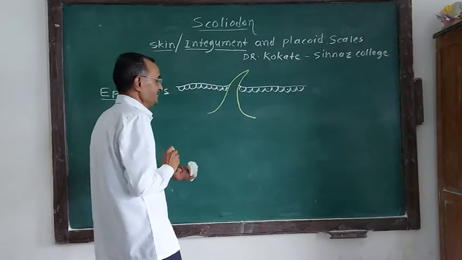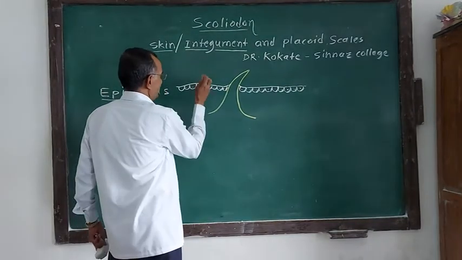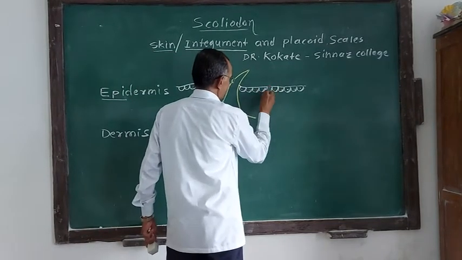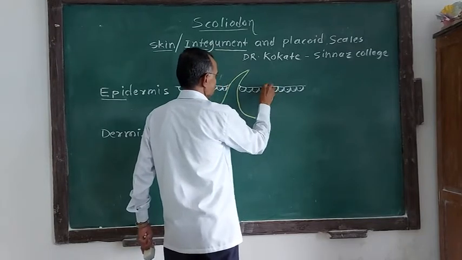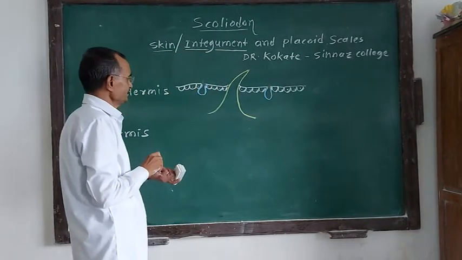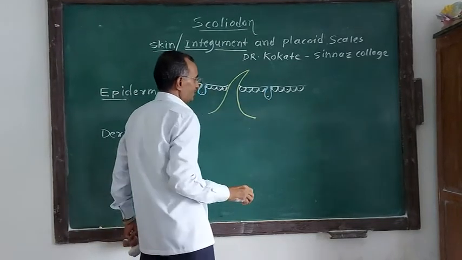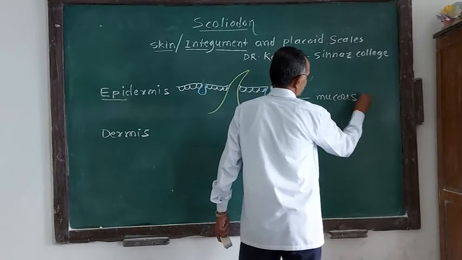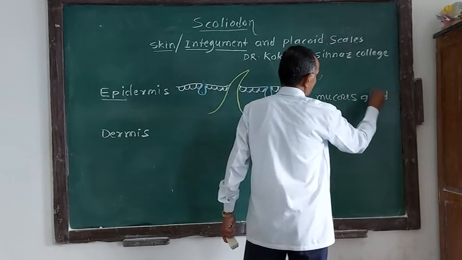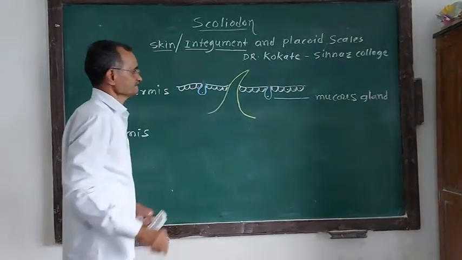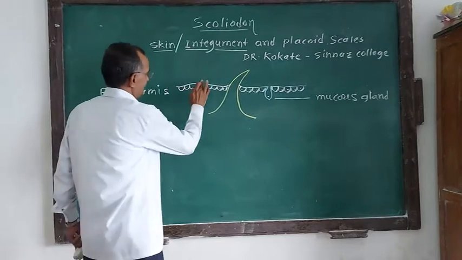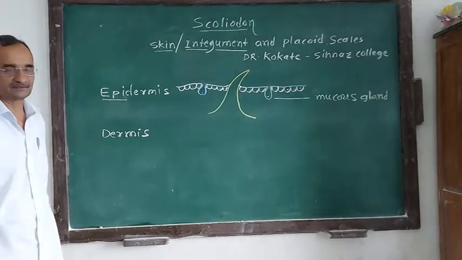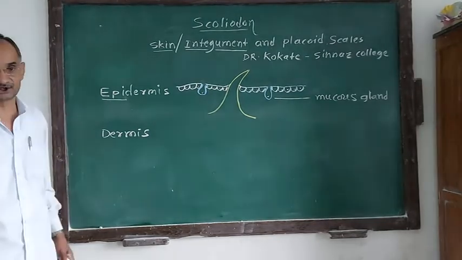But some of the cells are modified so as to form a unicellular gland like this. These unicellular glands open on the surface of the skin. They are called mucous glands. Abundant such glands are present in the uppermost layer of the epidermis, and they are the modified epidermal cells of the first layer.